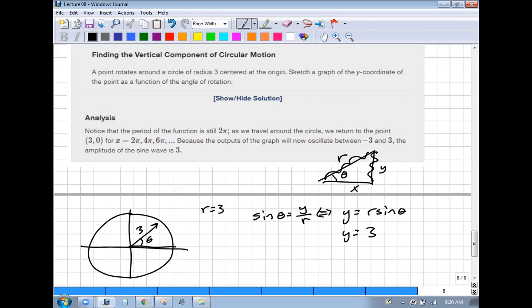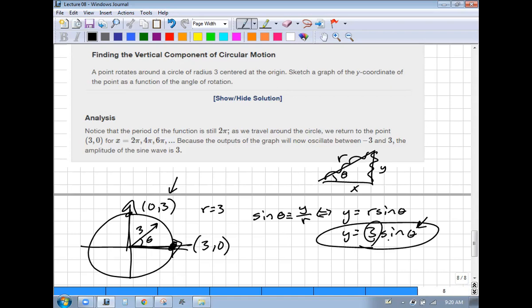But we know the radius here is 3. So y is 3 sine theta. And that happens to be our function. That's going to tell us the y value for any angle theta. We're just using the basic definition. Sine theta is y over r. And we could test it out if you want. At an angle of 0, this point right here, the y value is 0. The x value is 3. Up here at pi over 2, the x value is 0. The y value is 3 because it's a circle of radius 3. So if we plug in pi over 2, sine of pi over 2 is 1. Multiply by 3, we get 3. So this is giving us the y values on a circle of radius 3. All we're doing is scaling it by a factor of 3.